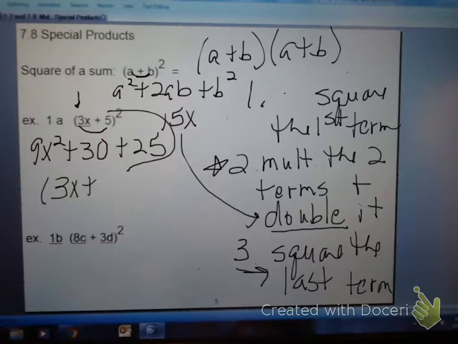And again, the long version would be just write it twice: 3x plus 5 times 3x plus 5 and do the FOIL method. And you would get the same answer. But we're going to do the shortcut for this section.